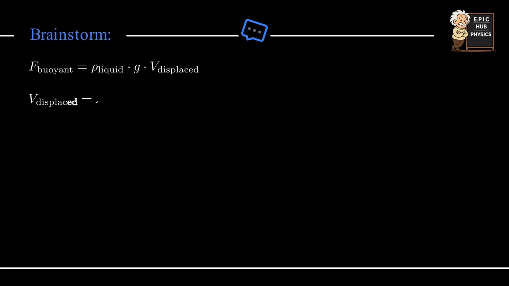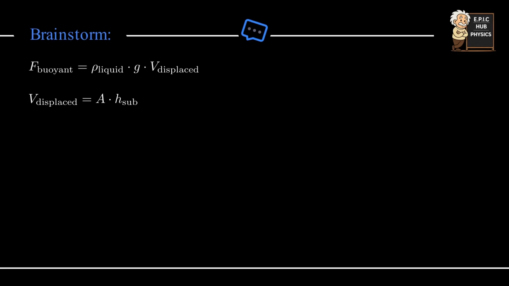Now let's dive into the main solution. We begin by recalling the expression for the buoyant force acting on an object in a fluid. The buoyant force equals the density of the liquid multiplied by g multiplied by the volume of liquid displaced. Next, we determine the volume of liquid displaced by the tube. Because the tube has a uniform cross-sectional area, as it is cylindrical, the displaced volume can be calculated as the cross-sectional area multiplied by the submerged height. So, the displaced volume equals A multiplied by the submerged height.